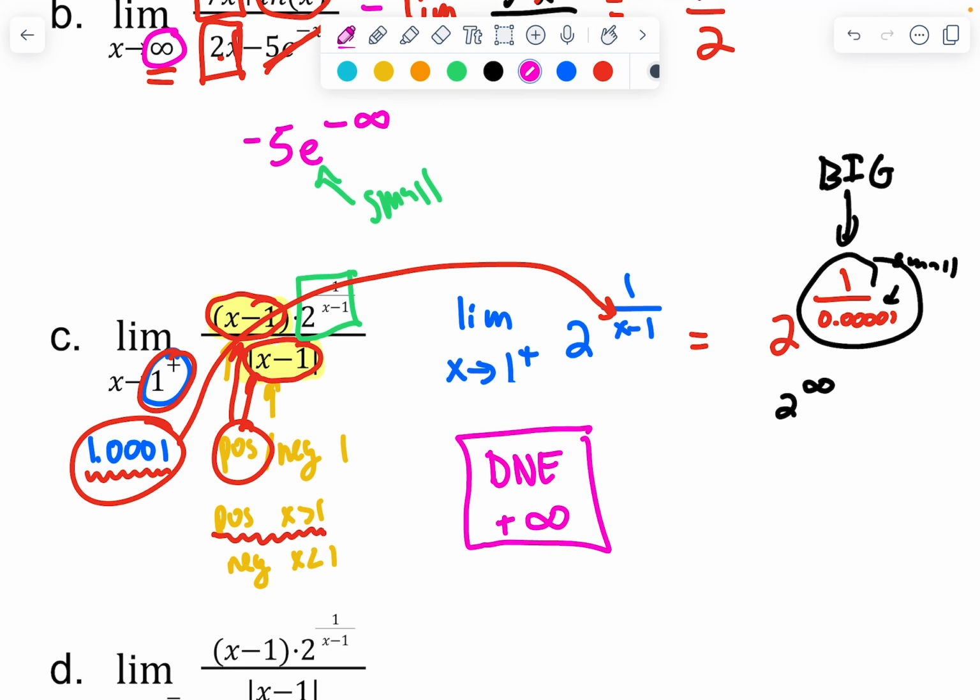So the absolute value part here, the x minus 1 over x minus 1, helped us know that it was a positive thing that we'd approach, and then we can consider what's happening here as we plug in values of 1 from the right.